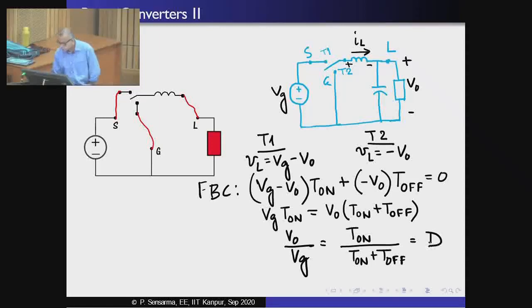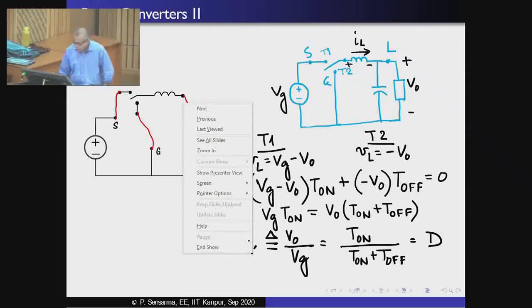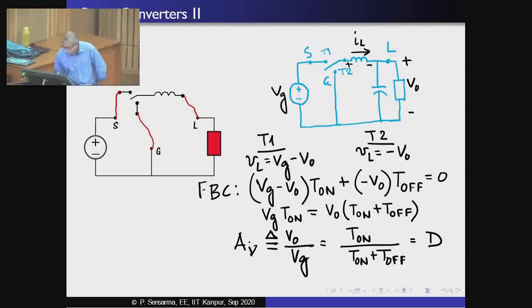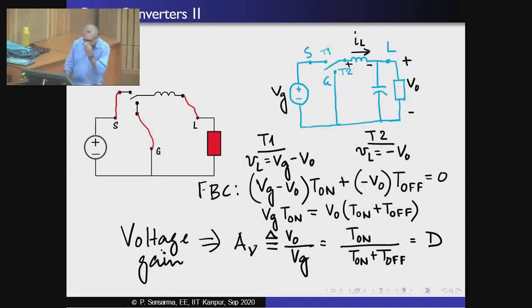Okay. The second thing, note that that's pretty cool. This quantity, by the way, is sometimes denoted as a voltage gain. The maximum value of the output voltage, it could possibly be Vg, it cannot be more than that. And that only happens when T off is 0.